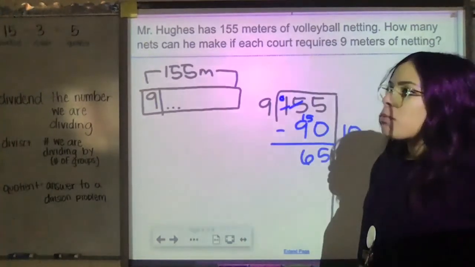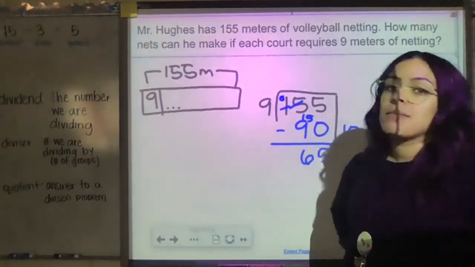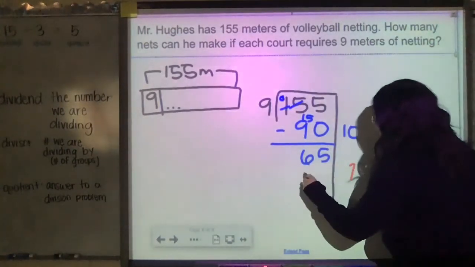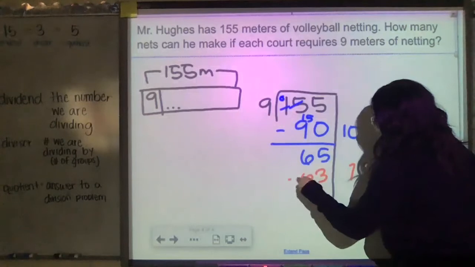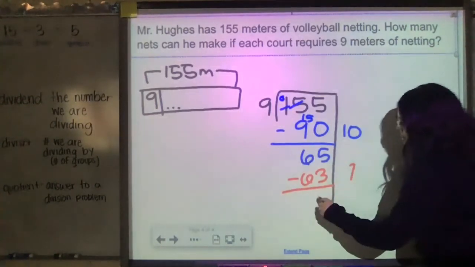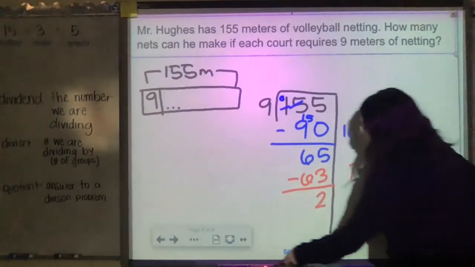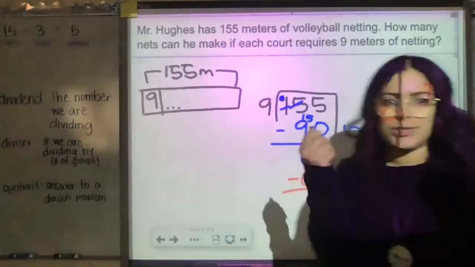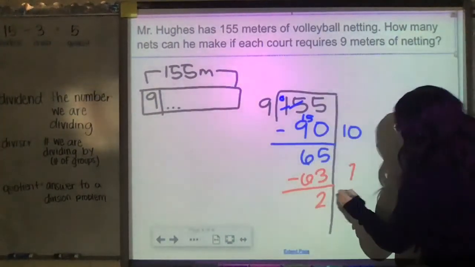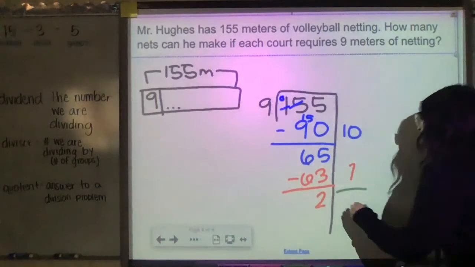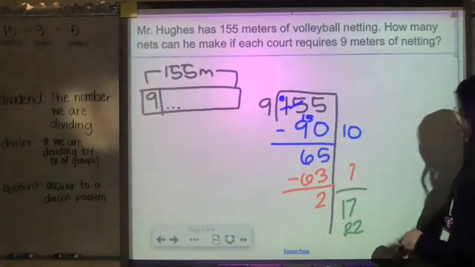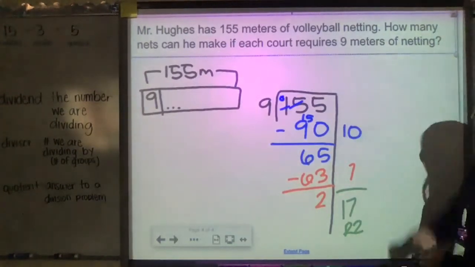Oh, 9 times 7 gets me 63. So I'm going to cut 63 more meters, make 7 more nets. And that leaves me with 2 meters left. That's left over. Maybe you can sew it into the other pieces and fix the broken net at some point. I don't know. So now I add together, I made 10 nets plus 7 more. That gets me 17 nets with 2 meters of that netting remaining.